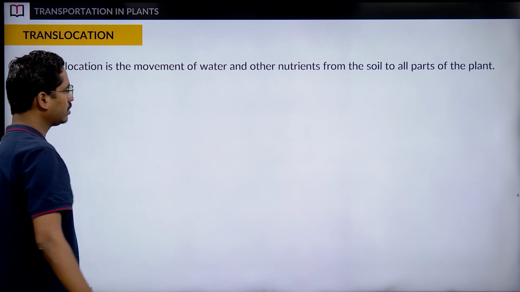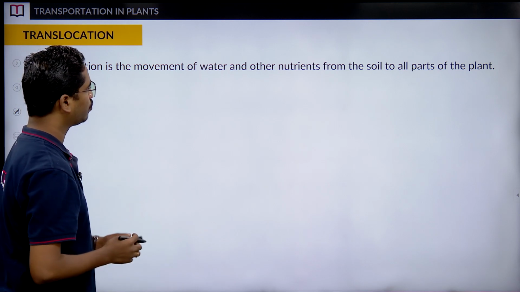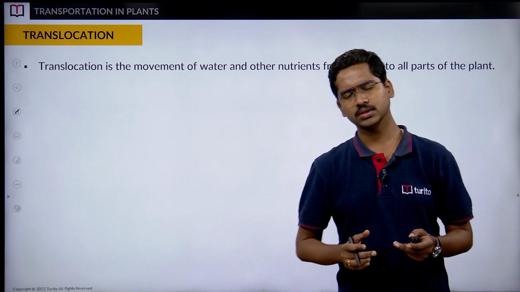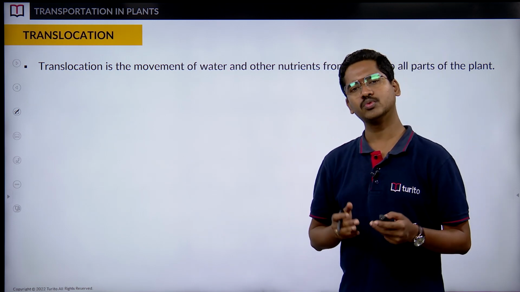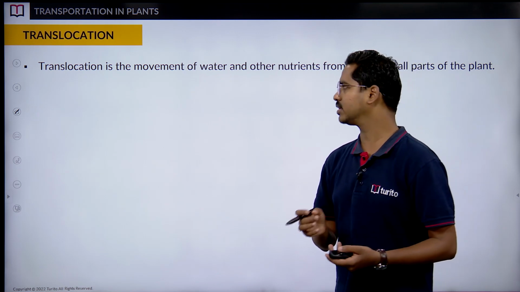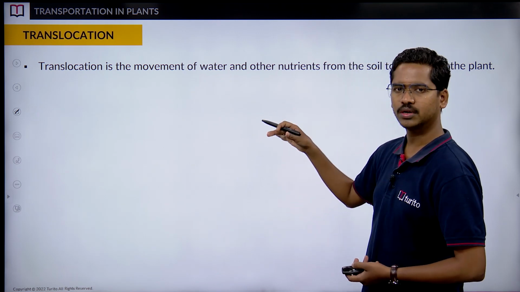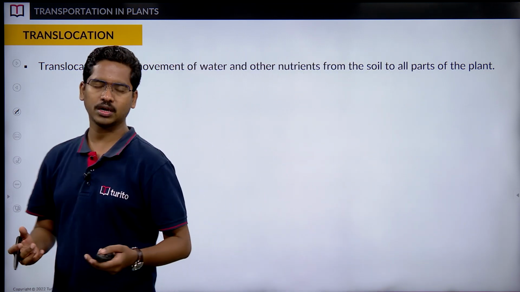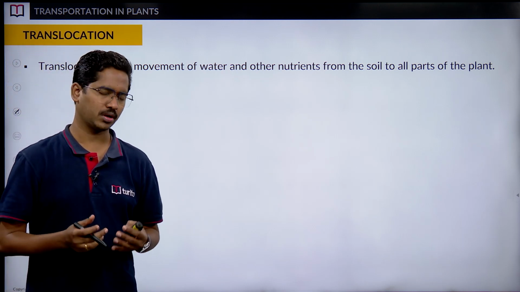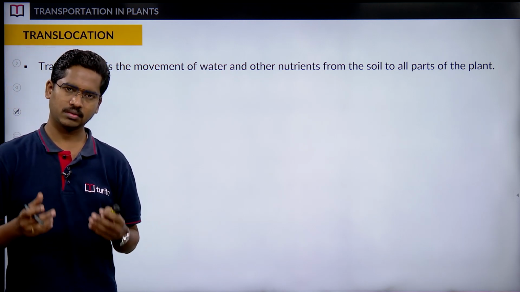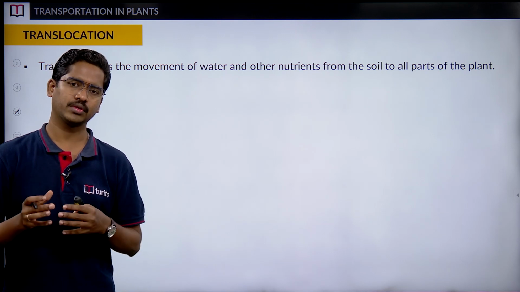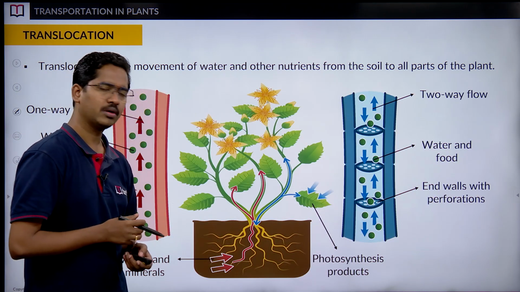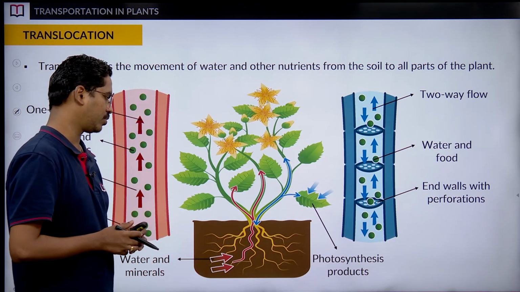So, I want to show you something. If you see here, translocation is the movement of water and other nutrients from soil to all parts of the plant. So, like you mentioned, bottom to the uppermost plant, movement of photosynthetic products, movement of sap. So, everything is included. So, basically it involves not only water, but also the nutrients generated there. Ultimately the nutrients are taken from the water, and those nutrients are present in the soil. So, those nutrients get combined with the water and that comes up to the plant.